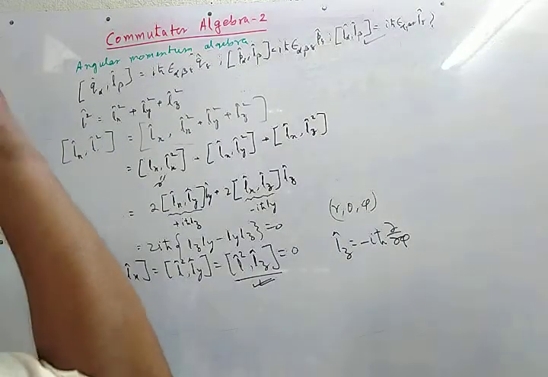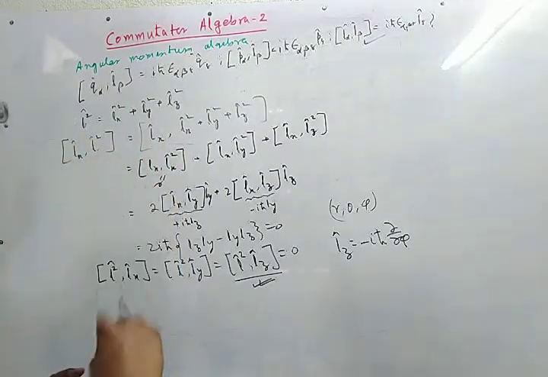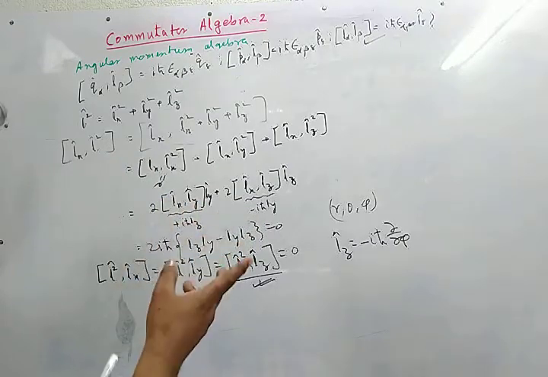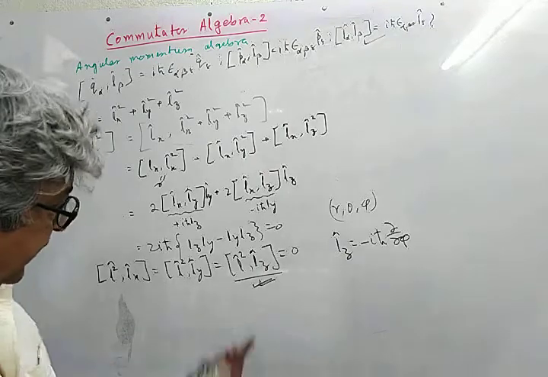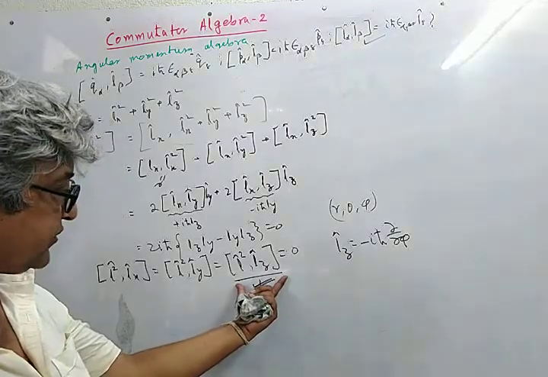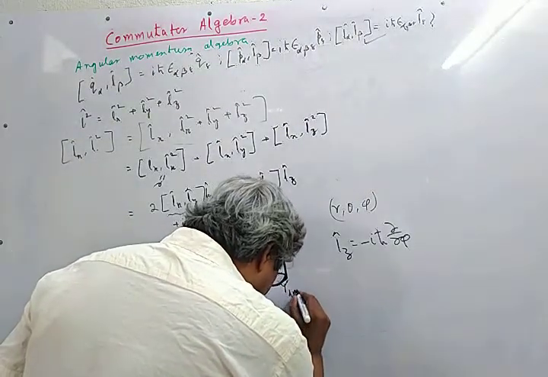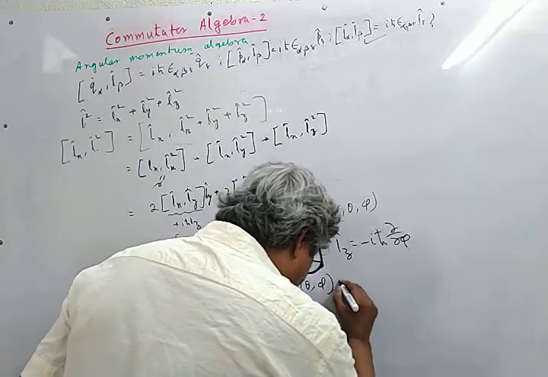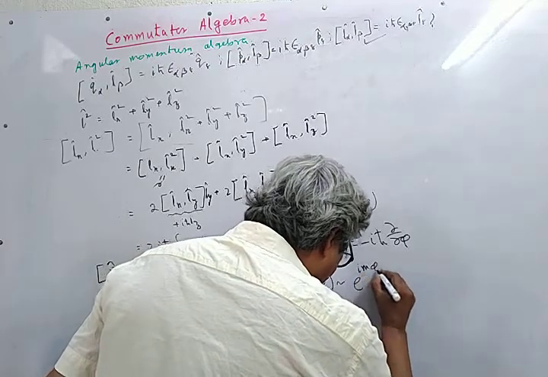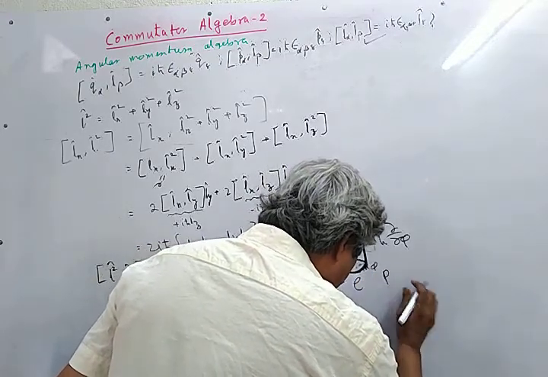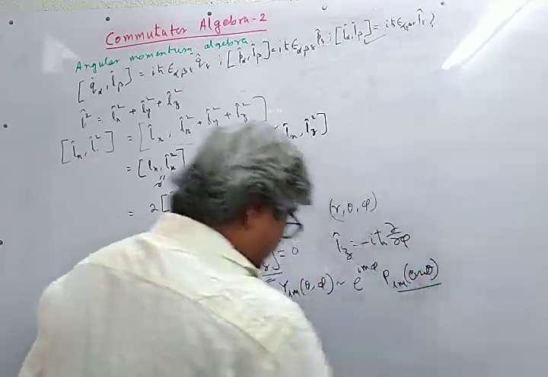Other operators will have complicated expressions involving different derivatives of theta and phi. And furthermore, if we look for the eigenfunction of this, the eigenfunction is generally written as Y_LM(theta, phi), known as spherical harmonics. They are, apart from a normalization constant, e to the power i m phi times P_LM of cos theta, where this is the associated Legendre polynomial.